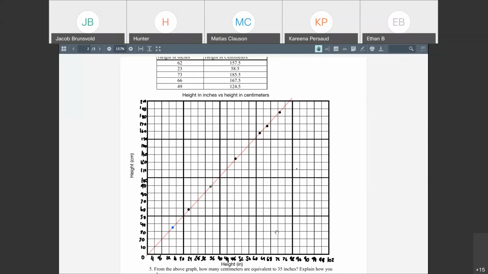Remember the things that need to be there for a graph. We need to have a graph title. We need to have axis titles. We need to have a scale, and your scale should make it so that you use most of the graph. You need to have a best fit line. You need to plot the data correctly. What do we think? How did Hunter do? Which of those things, if any, are correct?